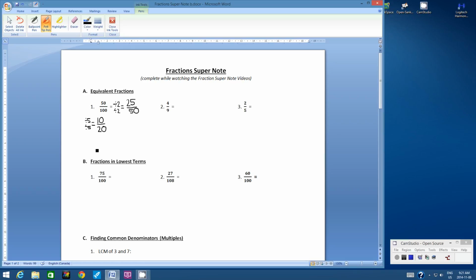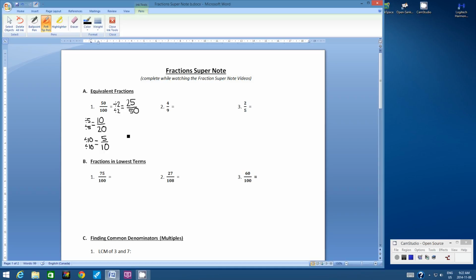Let's come up with one more. So again, using our divisibility rules, we know that 50 ends in 0, 100 ends in 0. So a perfect candidate for a factor would be 10. So let's show dividing the numerator and denominator by 10. So when we divide the numerator and denominator by 10, hopefully you came up with 5 over 10.